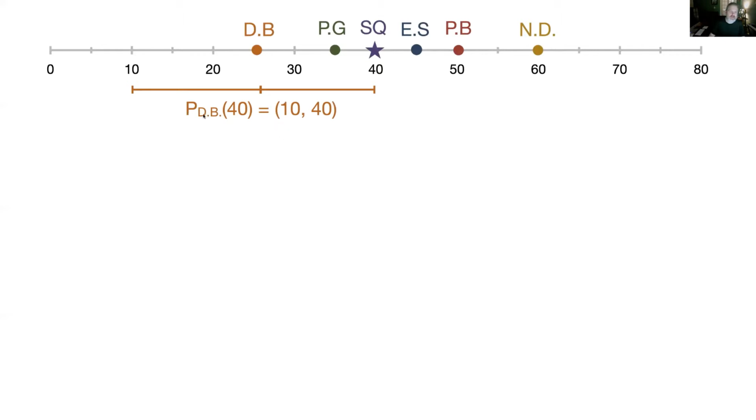So the preferred-to set of David Bazan, that's a subscript, although it's capital letters, so it doesn't look like a subscript. It is, it's a subscript of the alternative 40. You could also write SQ here if you wanted, is 10 to 40, all right? So any questions on just that part of drawing the preferred-to set?